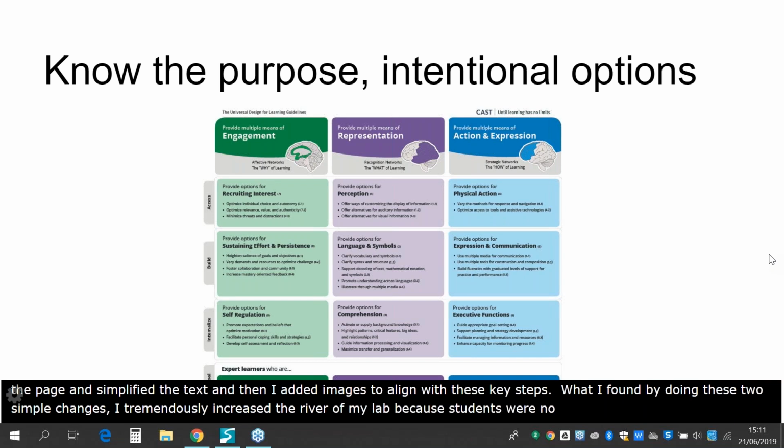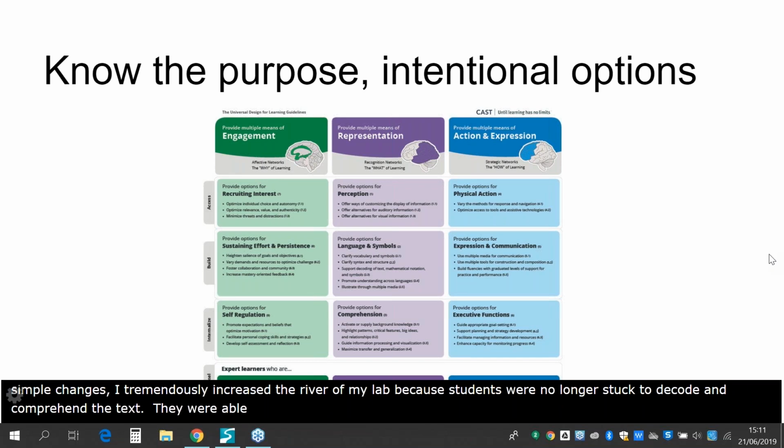They were able to get at the goal much more clearly and monitor their progress towards that goal, those executive function skills I was going for, at a much higher level when I reduced the text and added some aligning images. And what was amazing to me was that the quality of the conversations I started to have with students about the content of the lab was much higher level.